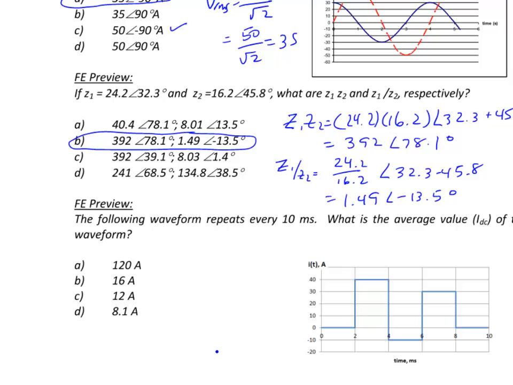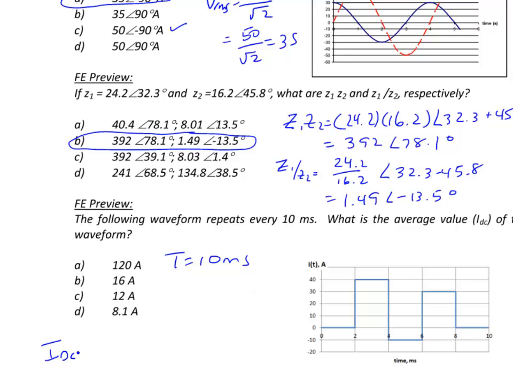Now let's do an average value example. This is a review of what we talked about in the last lecture. The following waveform repeats every 10 milliseconds, so that means that the period is 10 milliseconds. What is the average value, or I DC, of the waveform? Recall there are two ways we can do this.